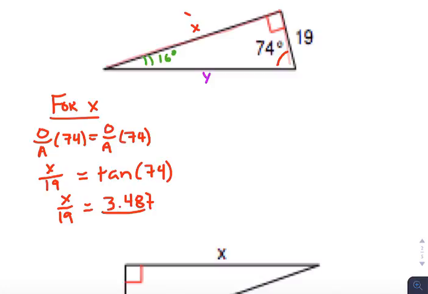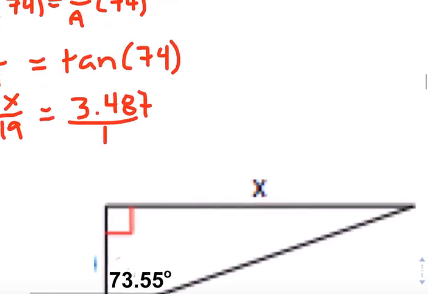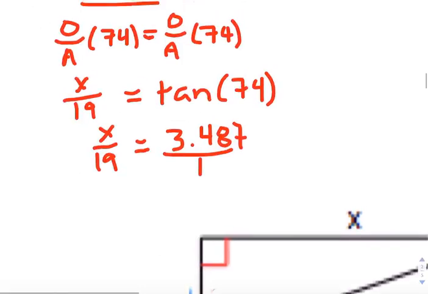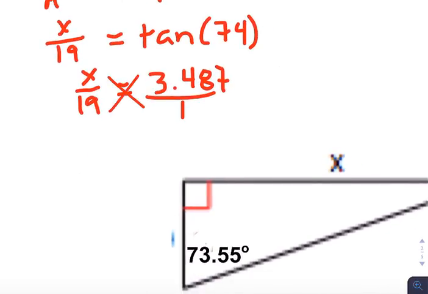Now we can throw this over 1 to help us solve this using cross multiplication a little more efficiently. But in the end, we are just going to solve this as an algebraic problem. And so we cross multiply here, and we have x to be equal to 19 times 3.487. So I use my calculator, multiply by 19, and we get x to be 66.261. And that's a rounded value.